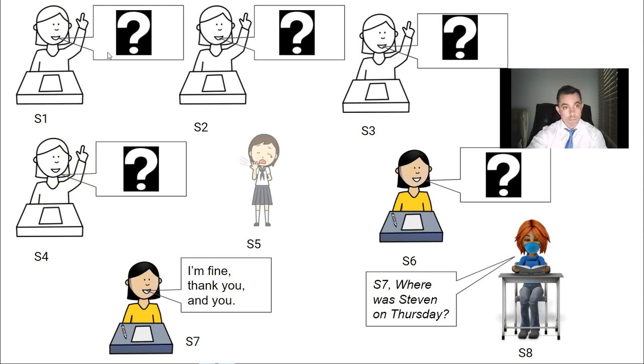Student 1 is saying, Student 2, Student 3, Student 4, Student 5, silence. Student 6, Student 8. Student 8 knows what's going on. She's saying, S7, where was Stephen on Thursday? S7 is saying, I'm fine, thank you, and you.